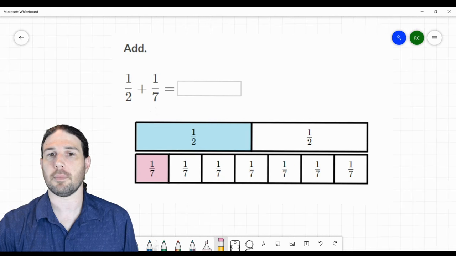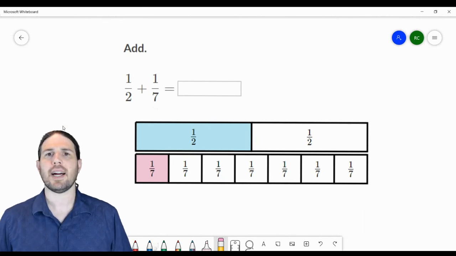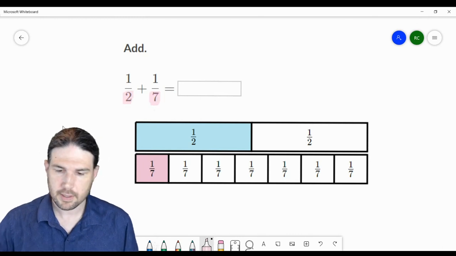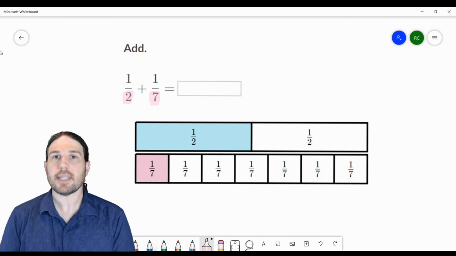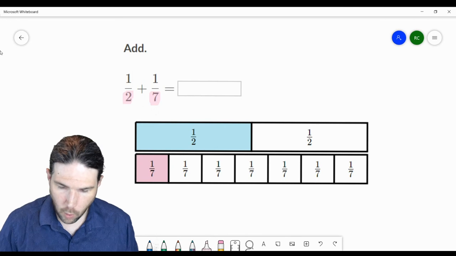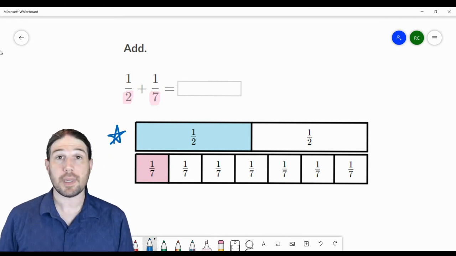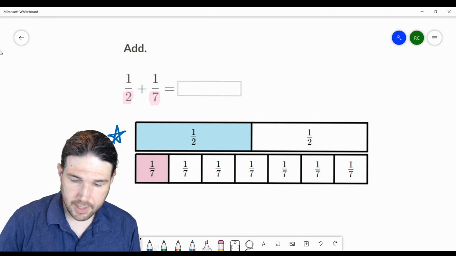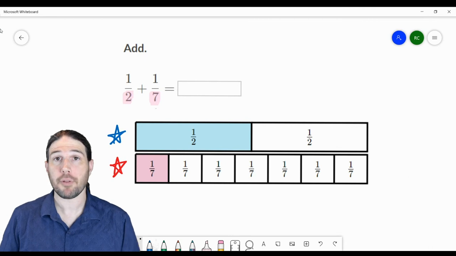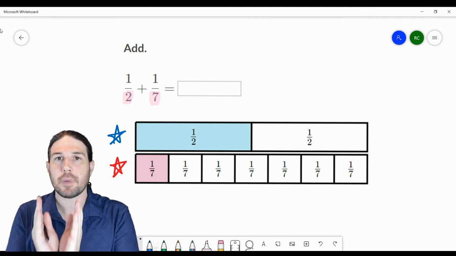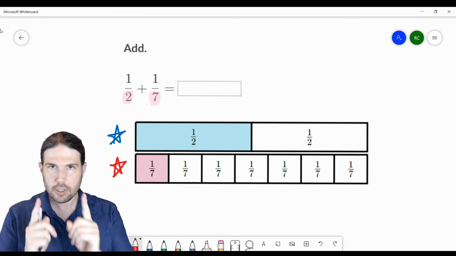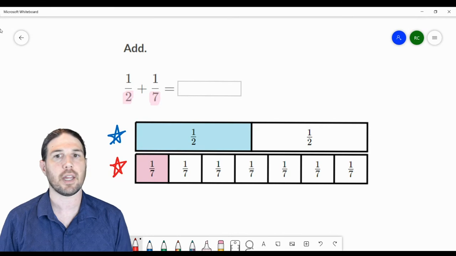Scooch this over a little bit. So anytime I have 2 bottoms that are just completely different like this, it's actually a fairly easy process, okay? Again, imagine that we have 1 cake that is cut into 2 pieces, and we have 1 cake that is cut into 7 pieces. How do I make it so that both cakes have the same size of piece so that I can do the addition and subtraction in a meaningful way? Now, here's the trick, and here's the trick we're going to talk about in the next video as well.